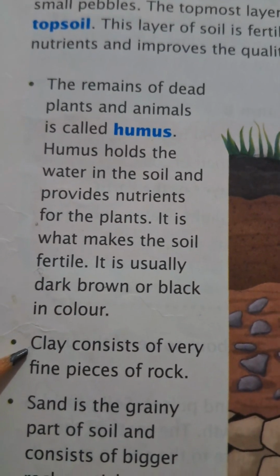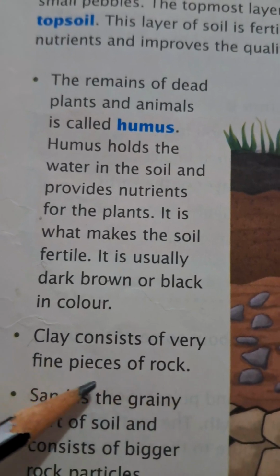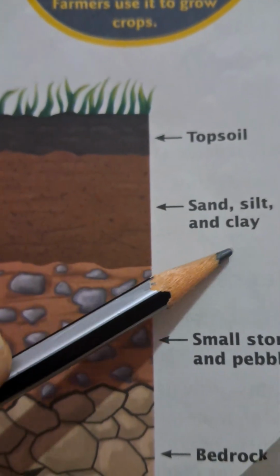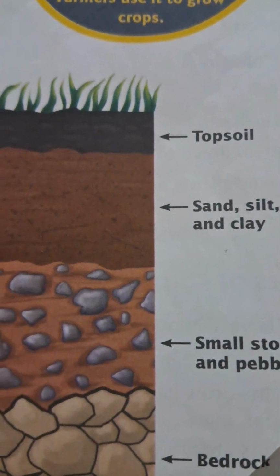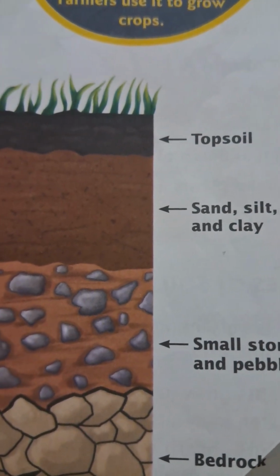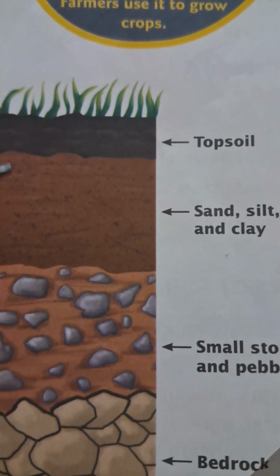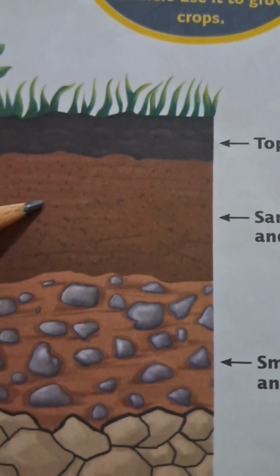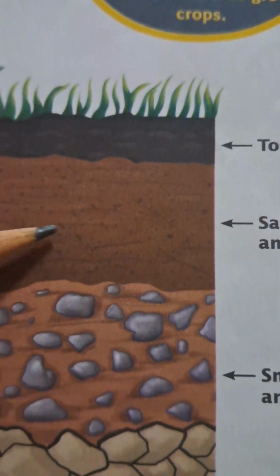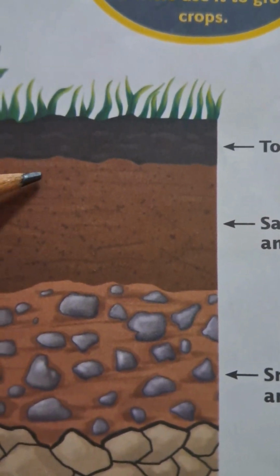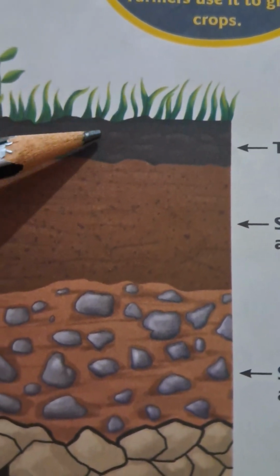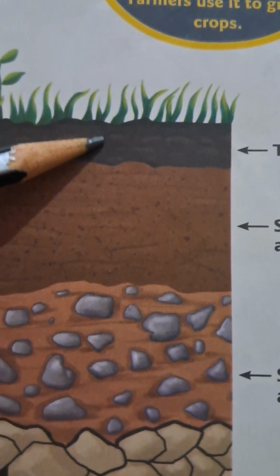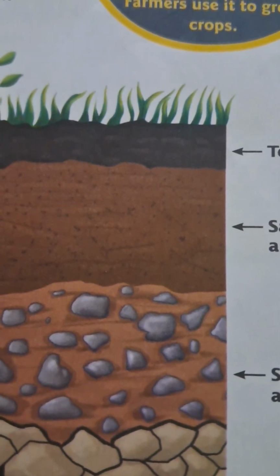So next point, we have clay consists of very fine pieces of rocks. Now what they are saying, clay consists of very fine pieces of rock. So here we have very fine pieces of rocks, you can see the dots here. Okay, here we can't see the rocks, very rare here, in the topsoil.